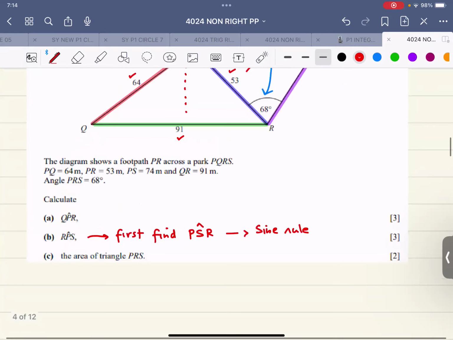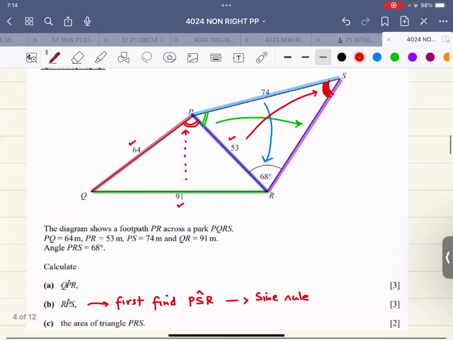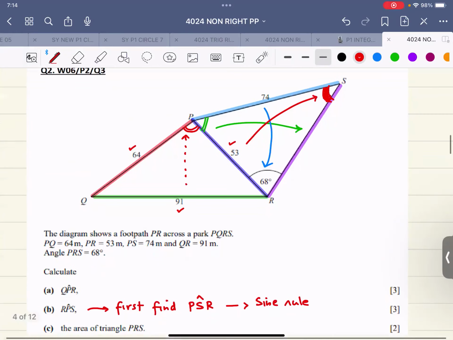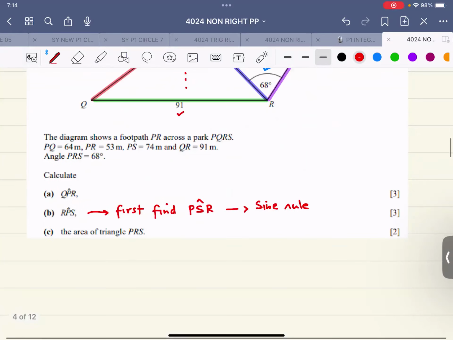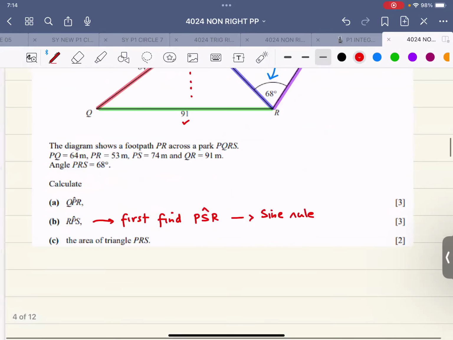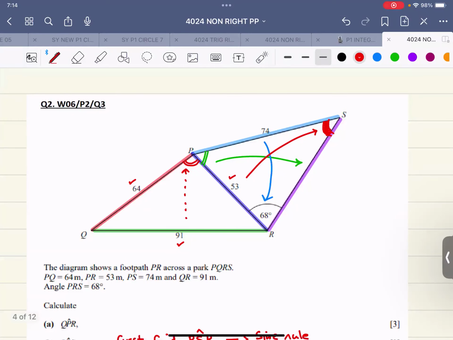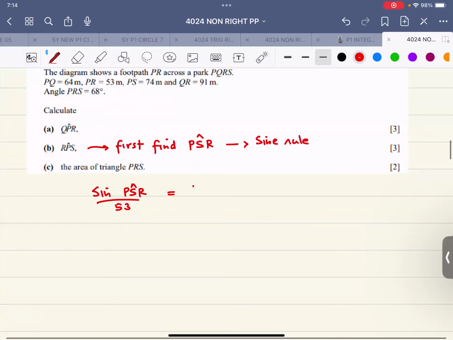So that is the strategy. Therefore, sine of PSR over 53, that's a distance, is the same thing as sine of 68 degrees over 74.